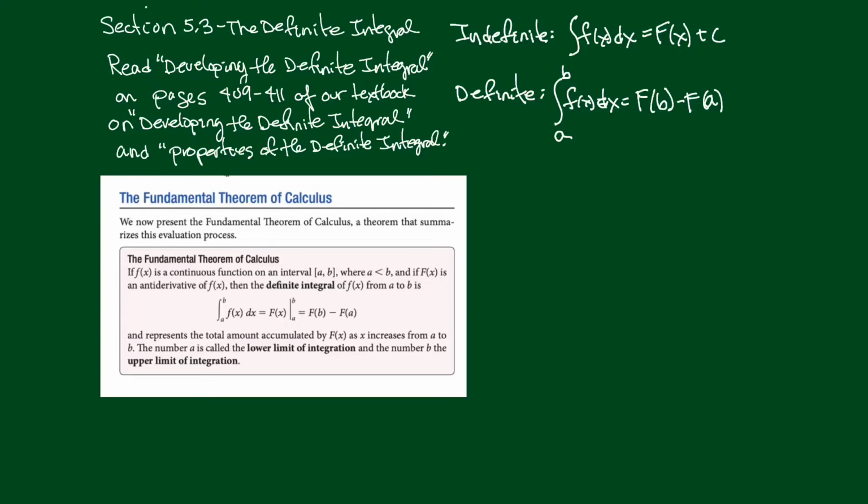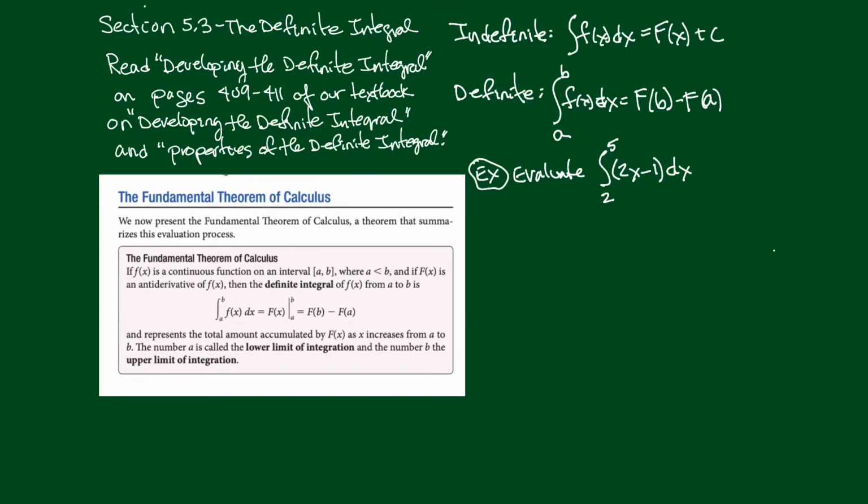Let's do that now. So, for example, let's try this one right here. So we've got limits on it, right? We're going from a lower limit of 2 to an upper limit of 5. And first of all, let's get an antiderivative. So let's just find the integral of 2x minus 1. This is going to give us 2, and then x squared over 2 minus 1x. We're going to evaluate this from 2 to 5.